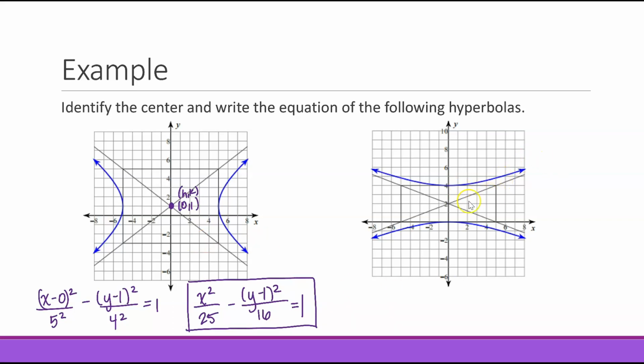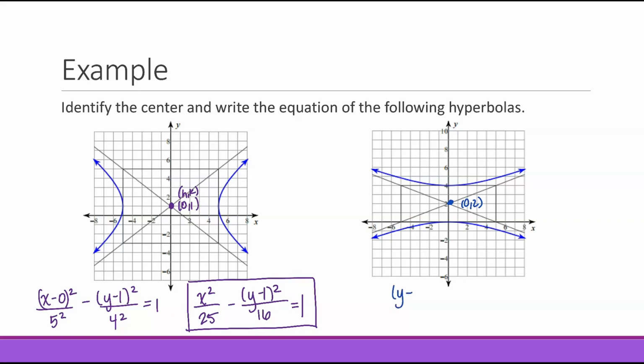Now let's take a look at the next graph. If we identify the center this time, the center is 0, 2. I keep wanting to call it a vertex, but it is a center. So the center is 0, 2. This time, notice that the hyperbola opens up and down. So that means that the variable that's got to be positive is the y variable. So the y variable is going to go first.